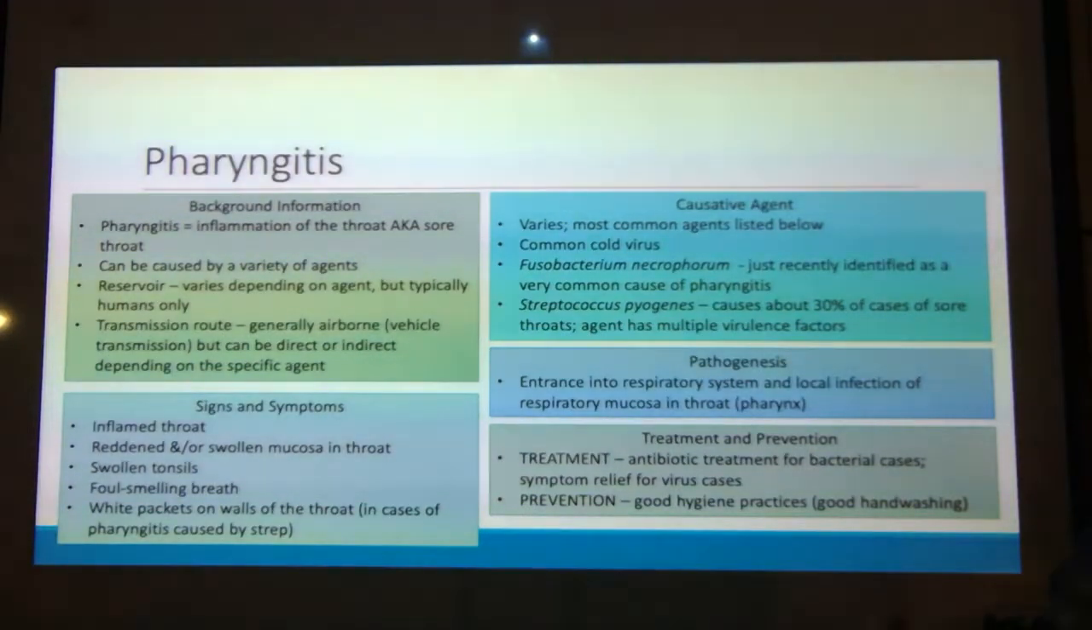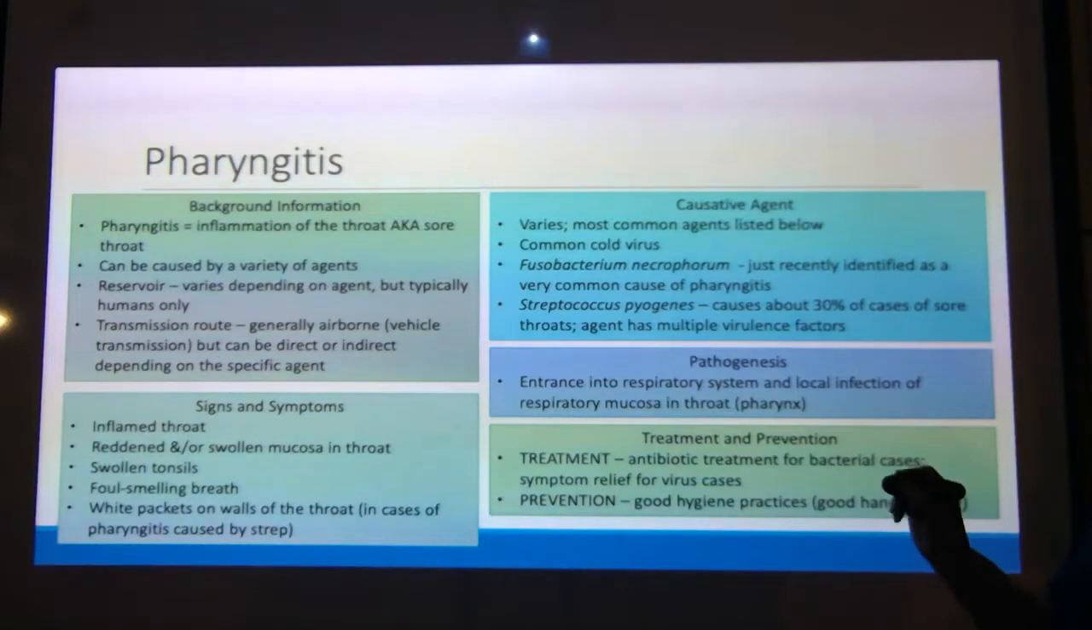Pharyngitis is inflammation of the throat, aka a sore throat, and it can be caused by several different agents. It's not exclusive to one. The reservoir, kind of like with other things that we discussed that can have multiple causes, depends on which one it is. But typically, if we were to go with the law of averages, it's only humans. The transmission route, generally it's airborne.